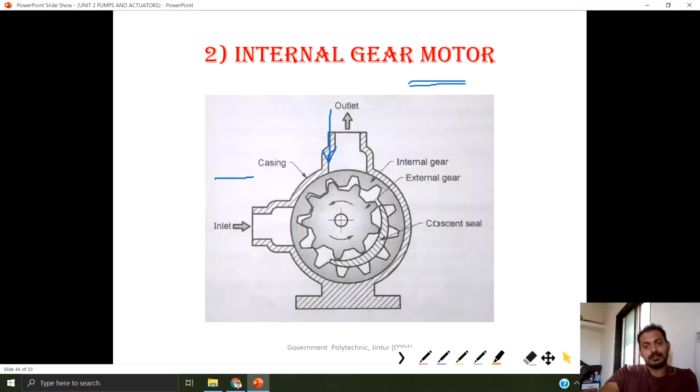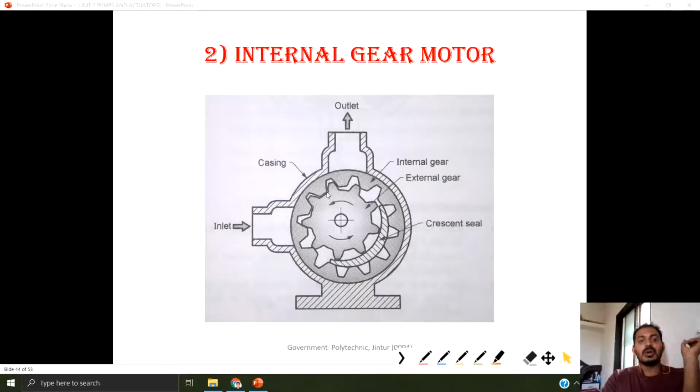Now the second type is the internal gear motor. Similar to the various types of pump we have seen, external gear pump and internal gear pump, the external gear motor and internal gear motor are exactly opposite to that of the pump. In case of a pump, we were giving the mechanical motion to the internal and external gear, and we were getting the pressurized fluid as output.